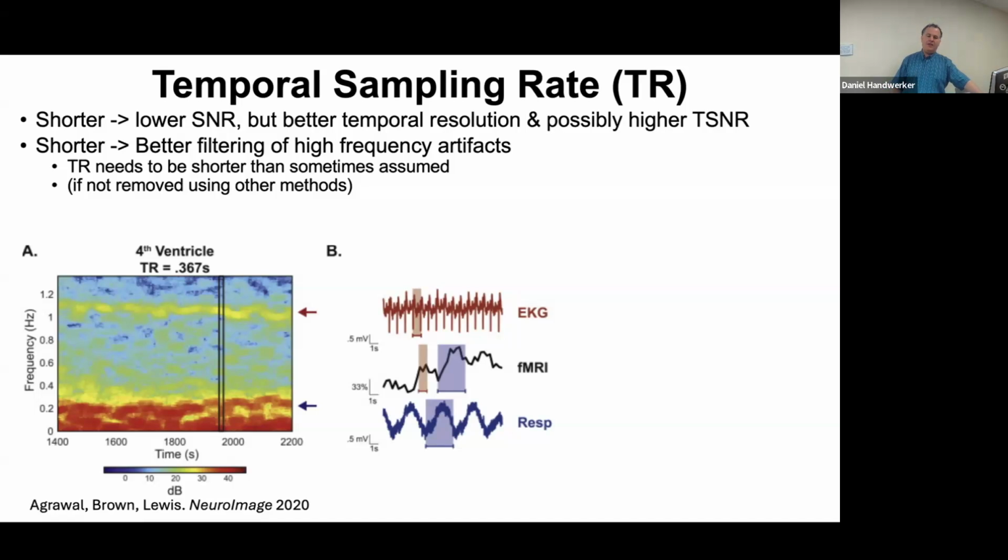The one thing I'll note there is this group by Laura Lewis showed that it actually takes really fast TRs to truly filter it out. There's a bunch of people that have been scanning around 800 or 700 milliseconds, with the idea that you could filter this stuff out, and it turns out that's not enough to really pull out heart rate. If you want to pull out heart rate, you have to go more like 400 milliseconds.